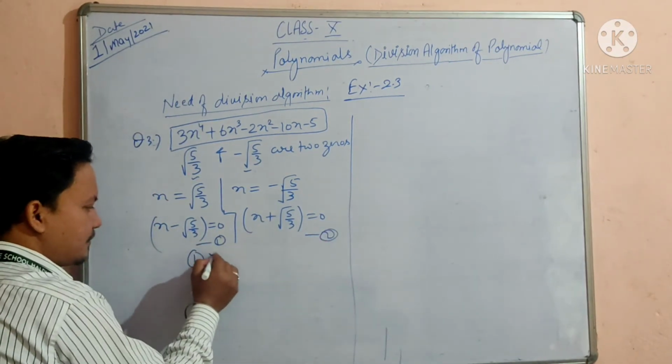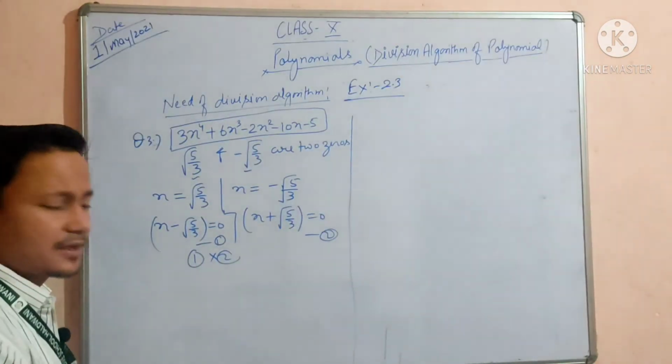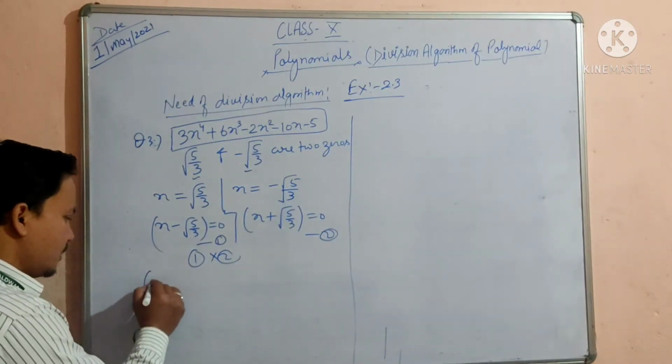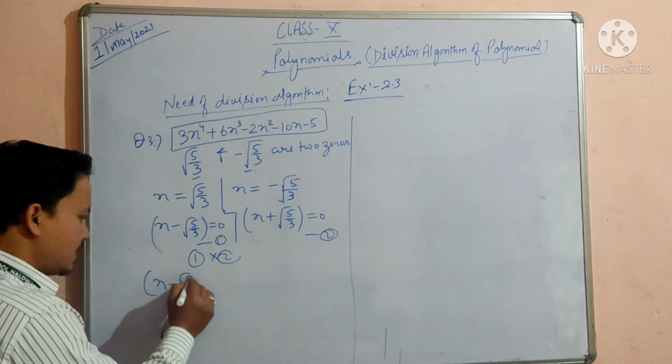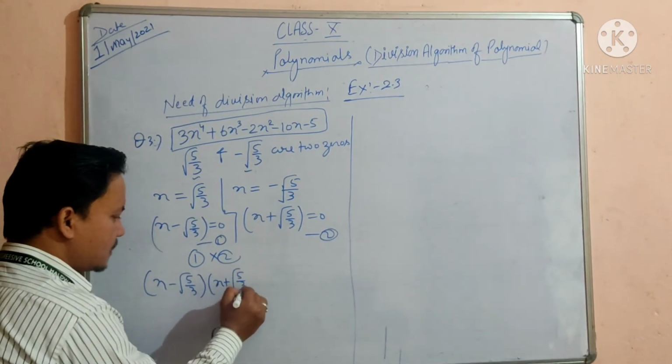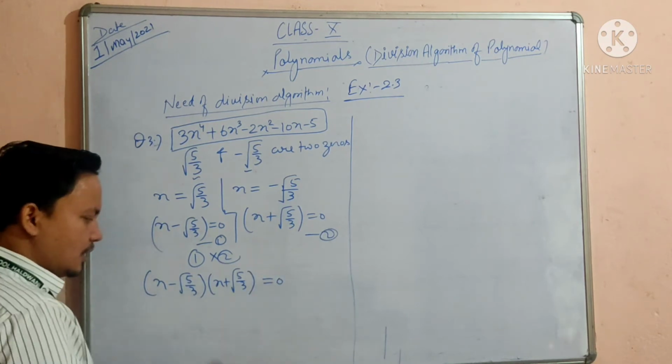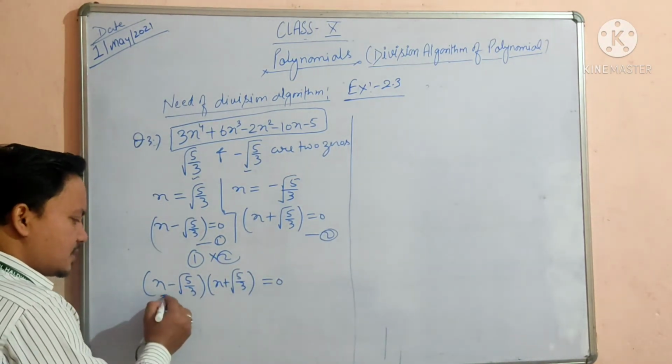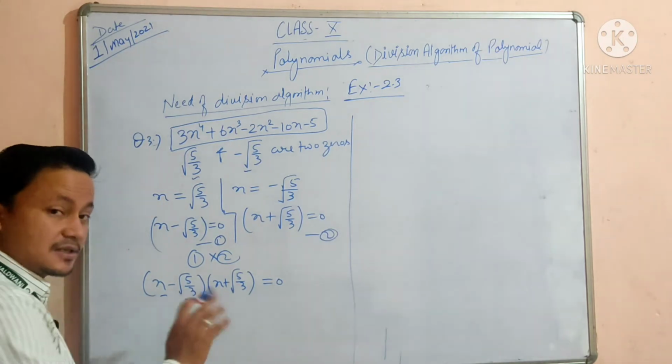Now 1 multiplied with 2, we are multiplying both of them with each other, so see what we will get. (x minus root 5 upon 3)(x plus root 5 upon 3) equal to 0. So on multiplying, see here, this is a, this is b, this is a, this is b, similar, no.